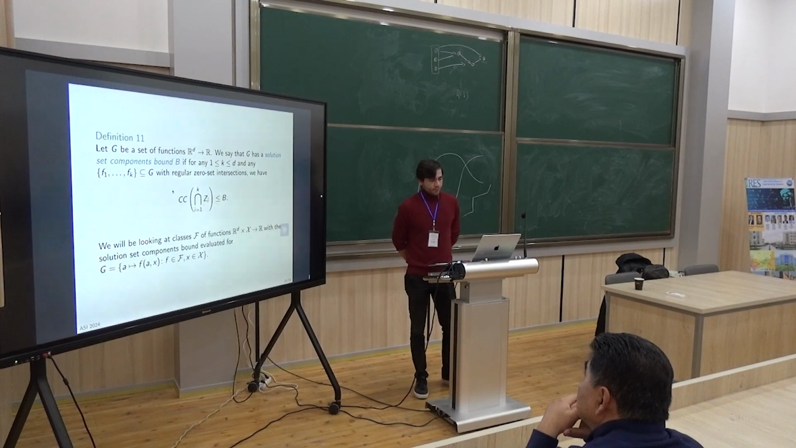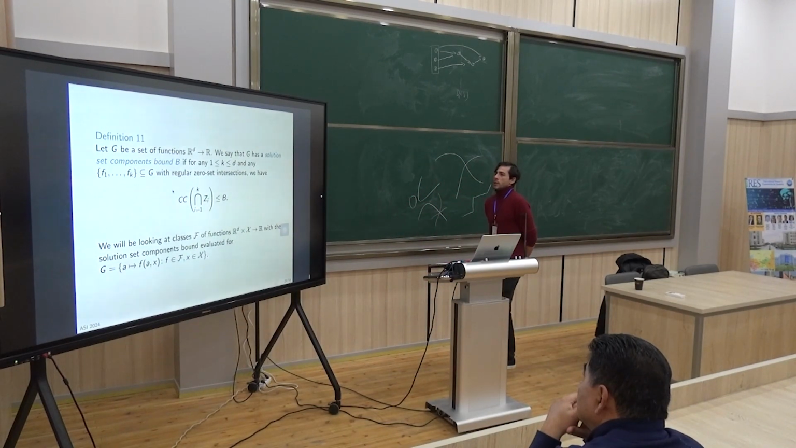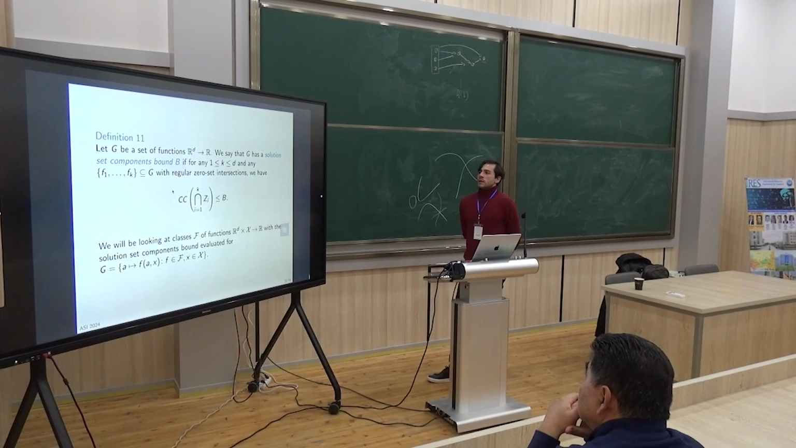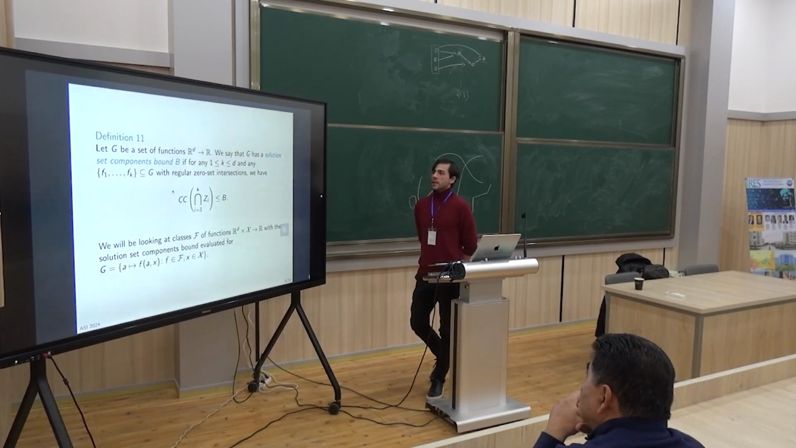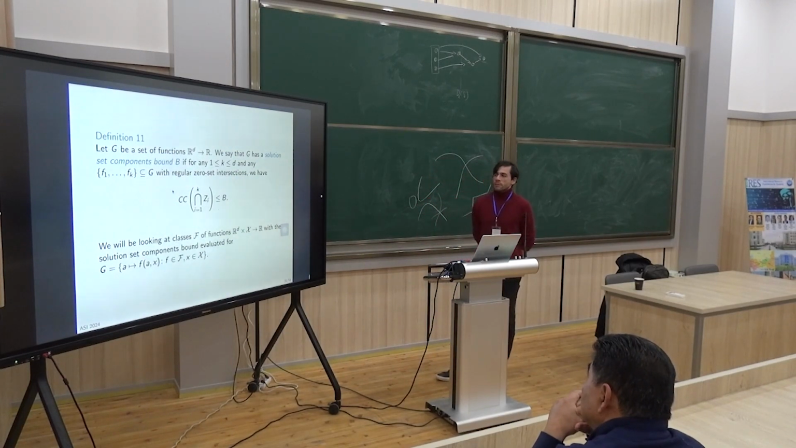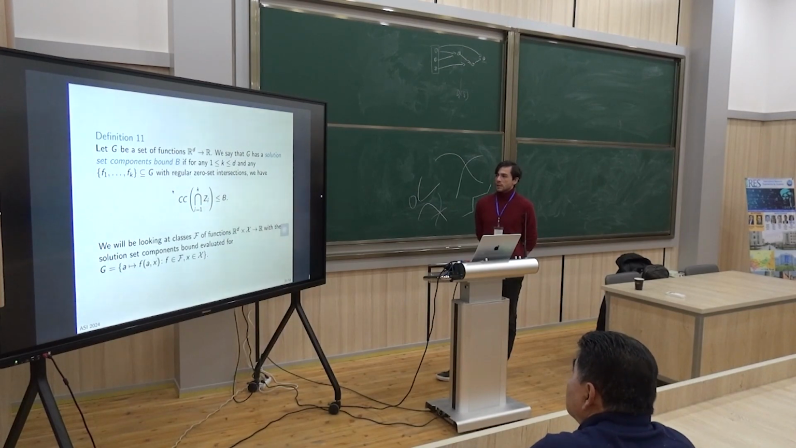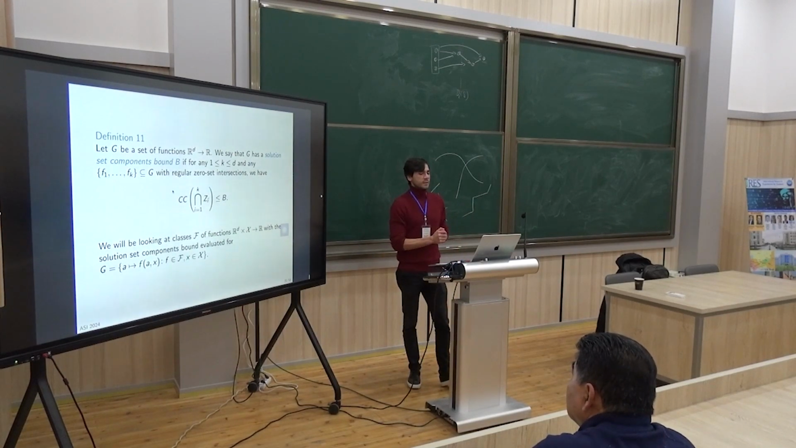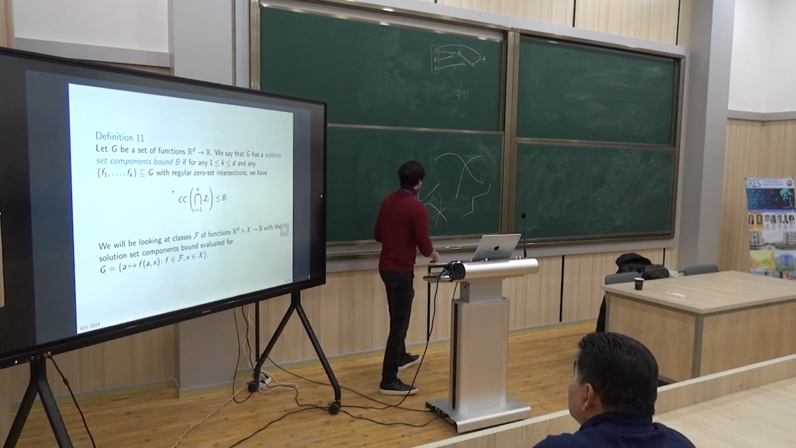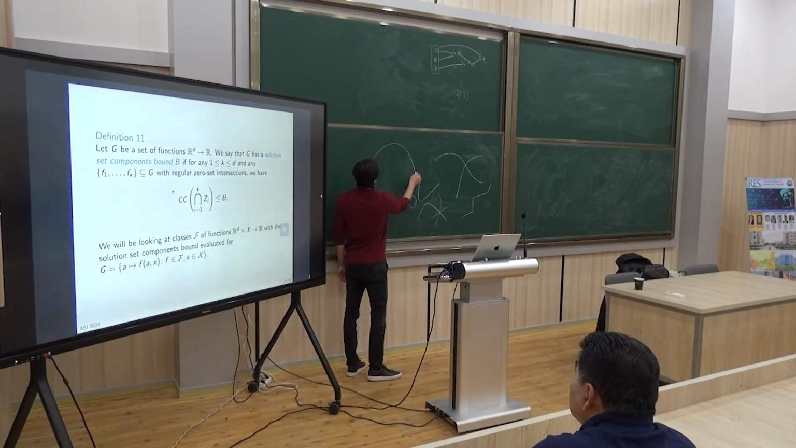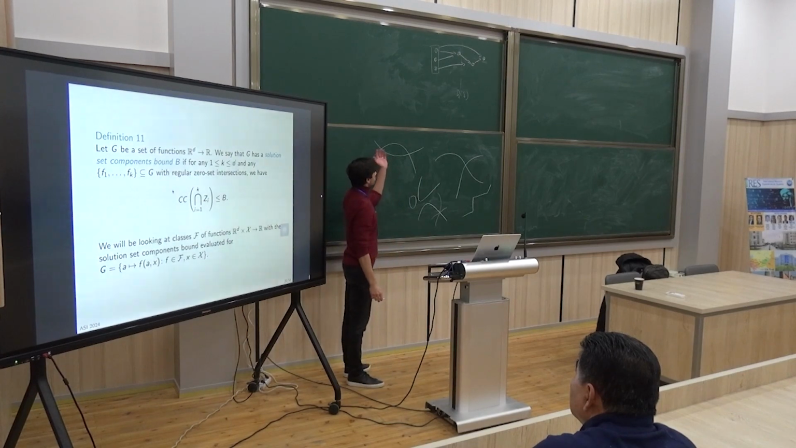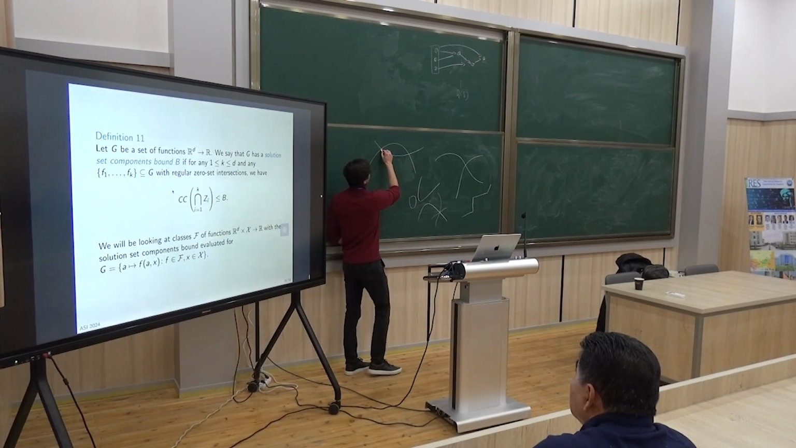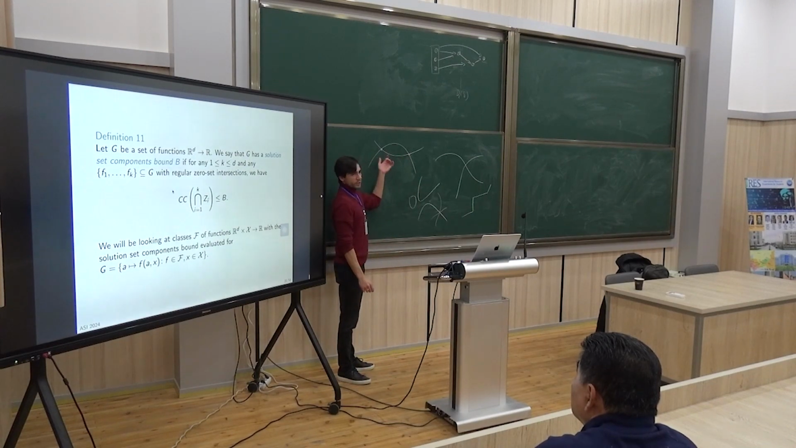Okay, next. There is this definition that we're going to use. We're going to consider a set of functions G, and we're going to say that it has a solution set components bound B if for any k less than or equal to d, and any k functions from that class which have regular zero set intersections, the number of connected components of the intersection of these zero sets is at most B, meaning that we have one of those guys, and maybe we intersect here 2 of the zero sets, and here the intersection consists of 2 points, so it has 2 connected components.